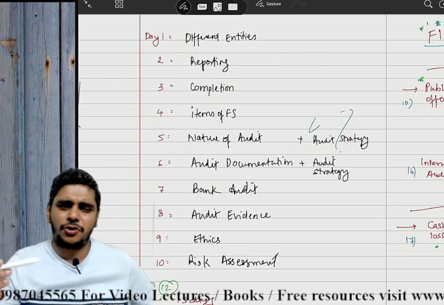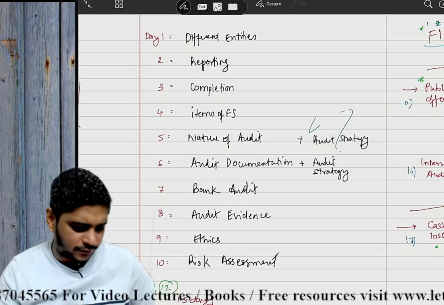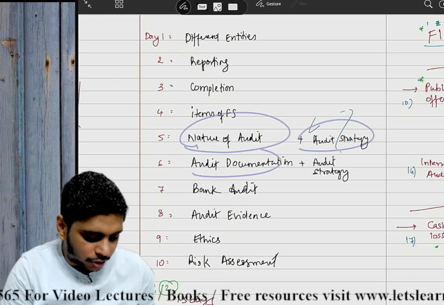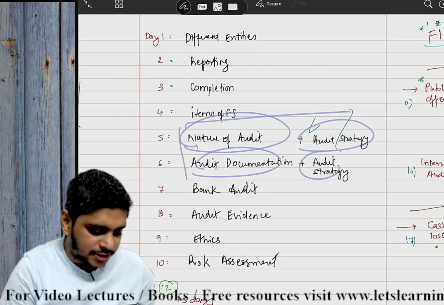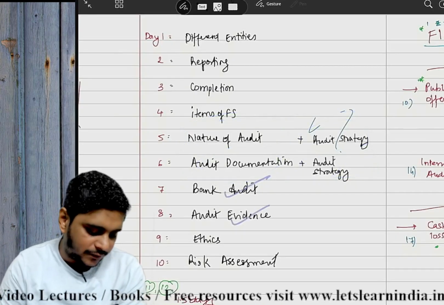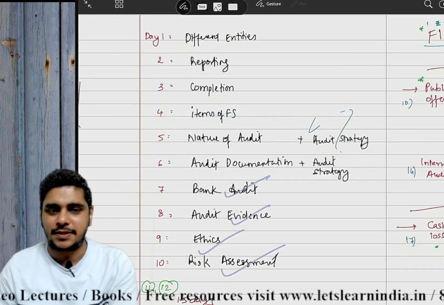So no, solve on your own and give it to me. I will check the paper for free. You do nature of audit, small chapter, plus audit strategy, audit documentation plus audit strategy. So these 3 chapters in 2 days, because all these are very small. Bank audit, audit evidence, then the ethics chapter, and last, risk assessment.